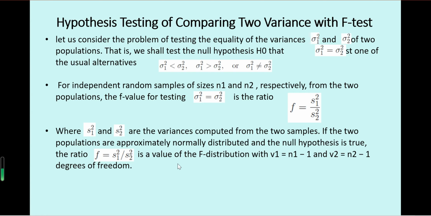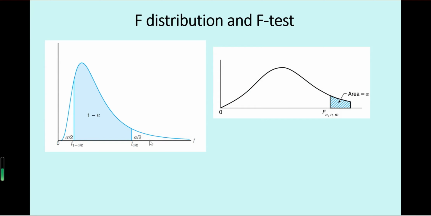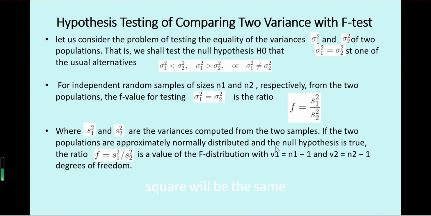So if we follow this route and the F statistic is located in the critical region, then we will reject the null hypothesis, because a very small probability event has occurred. So we will reject the null hypothesis that the two sigma squares are the same.